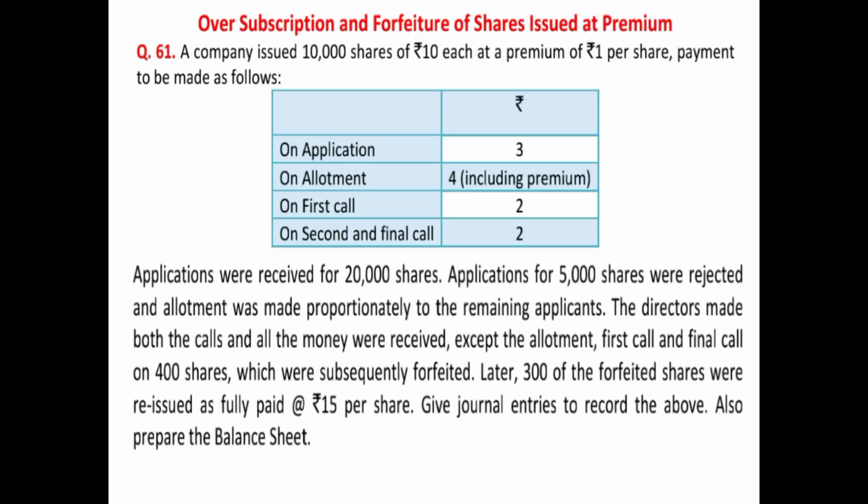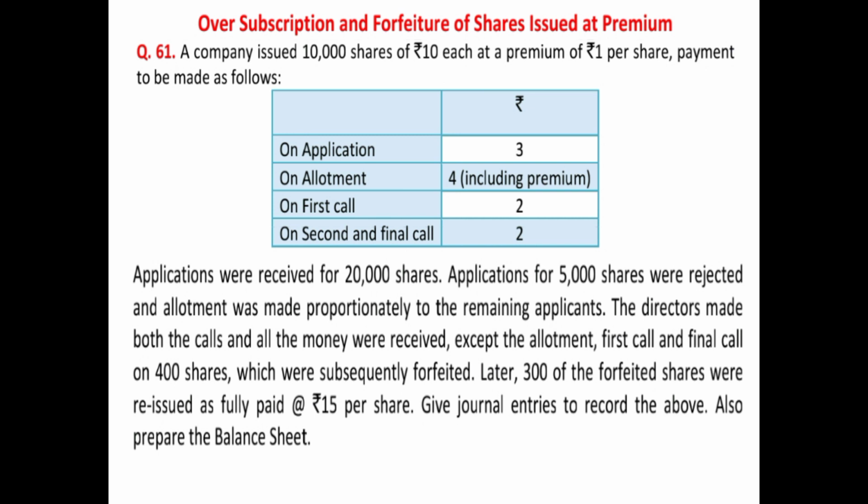Now moving towards the next question. Oversubscription and forfeiture of shares issued at premium. When the shares are issued at par and the forfeiture takes place at the time of oversubscription, that we have done. Now we are moving towards oversubscription and forfeiture of shares when these are issued at premium. So the question says that a company issued 10,000 shares of rupees 10 each at a premium of 1 per share. That means 10 is the face value and 11 is the issue price.